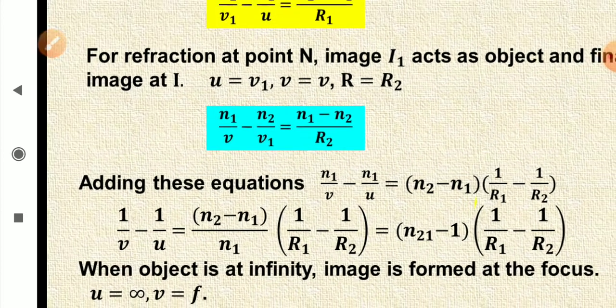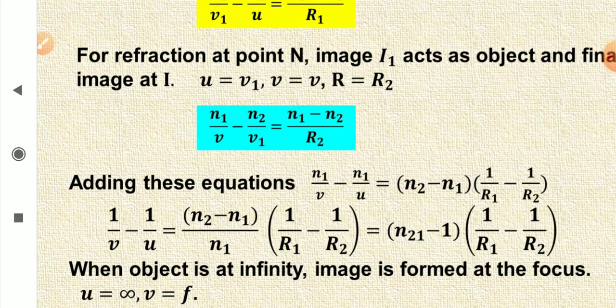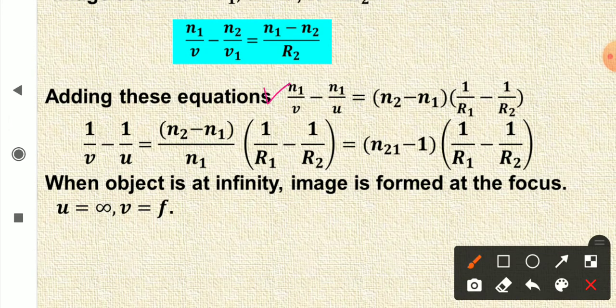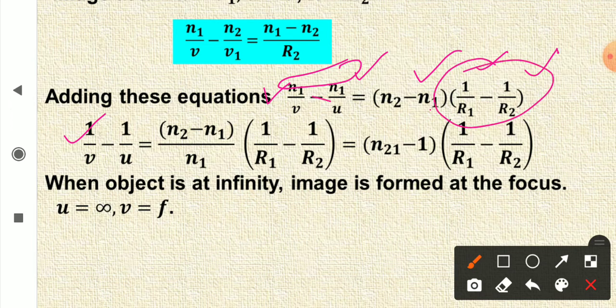So see, adding these equations, we get N1 upon V minus N1 upon U is equal to (N2 minus N1) into (1 upon R1 minus 1 upon R2). And from here, take N1 common and bring it to the right hand side. So you will get 1 upon V minus 1 upon U is equal to (N2 minus N1) upon N1 into this whole term as it is.